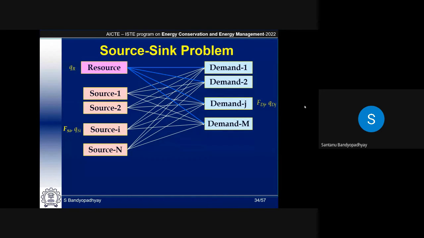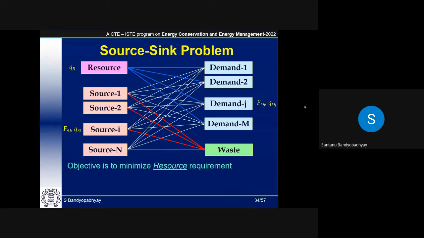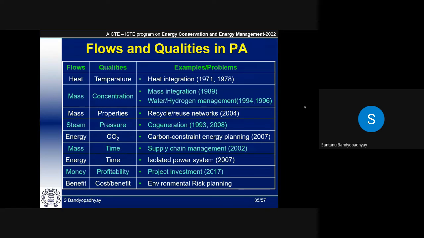All the sources are not utilized. Whatever is not utilized can be thrown out, called waste. Okay. So our objective is to minimize resource requirement, and that's the way we can generalize from heat exchanger network to all other applications. Okay. So these are the different applications of pinch analysis, where flows can be heat, mass, steam, energy, money, benefits, and qualities can be temperature, concentration, properties, pressure, CO2, time, profitability, and so on and so forth.